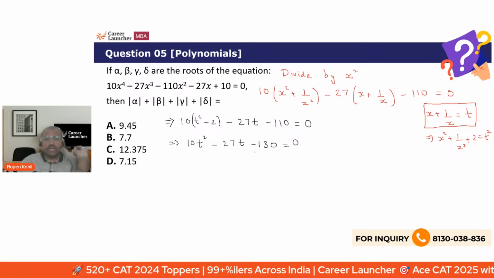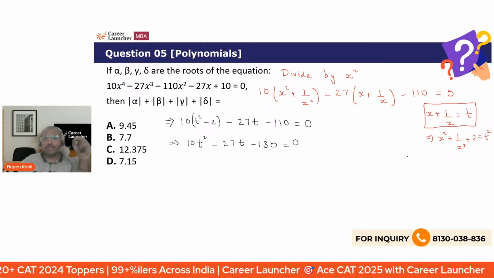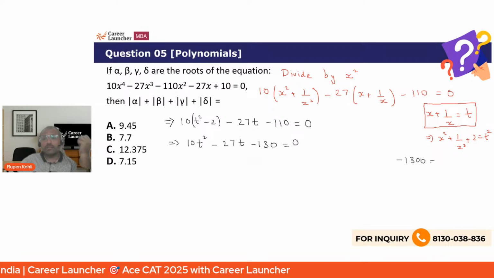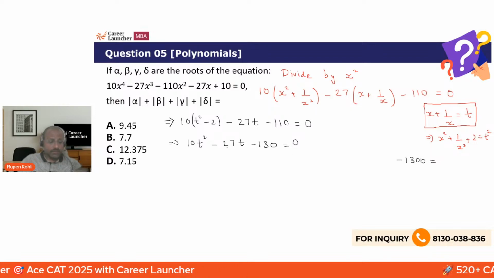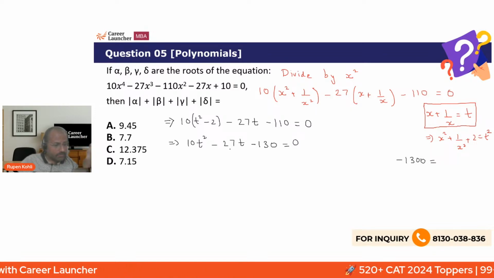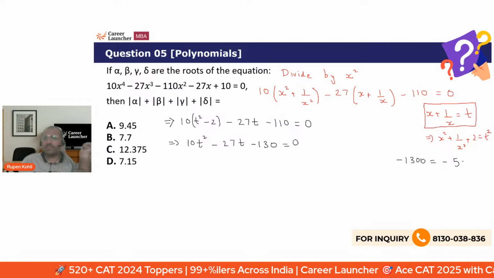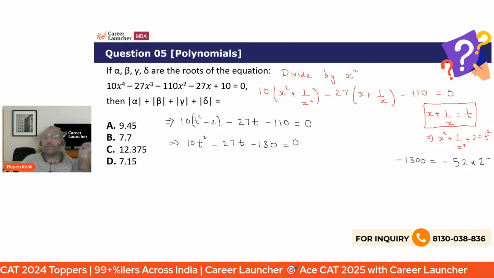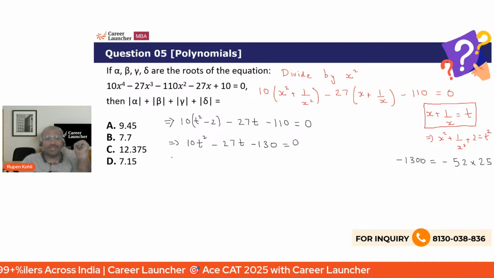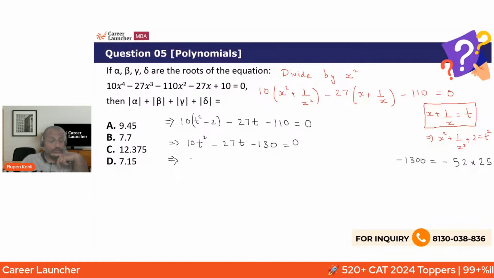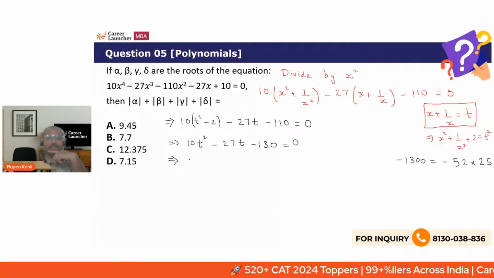So 10 into 130, or minus 130 rather, is minus 1300. So you need to split minus 1300 as a product of two factors whose sum is minus 27. Yeah, good, Saloni. 52 and 25. Yeah, a little bit of hit and trial, you will reach there, right? Correct. 52 and 25 is the required split. Good, people. I am liking this. You're solving with me. So, can you also confirm the answer quicker than me?